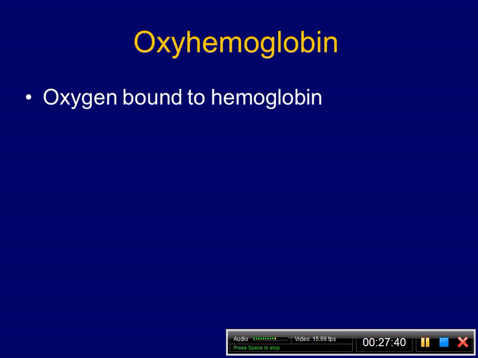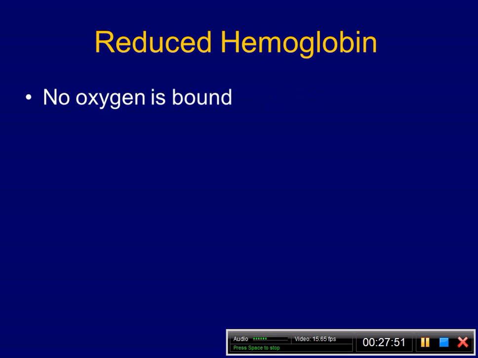Reduced means there's no oxygen. What color does the hemoglobin turn when it's oxidized? This reddish-orange color, right? This brilliant red color. When it's reduced, what color does it turn? This purpley color, this deep purpley burgundy color. So when you're looking at the light bouncing off of this under your skin, when it's reduced, it looks blue. When it's oxidized, it looks red.